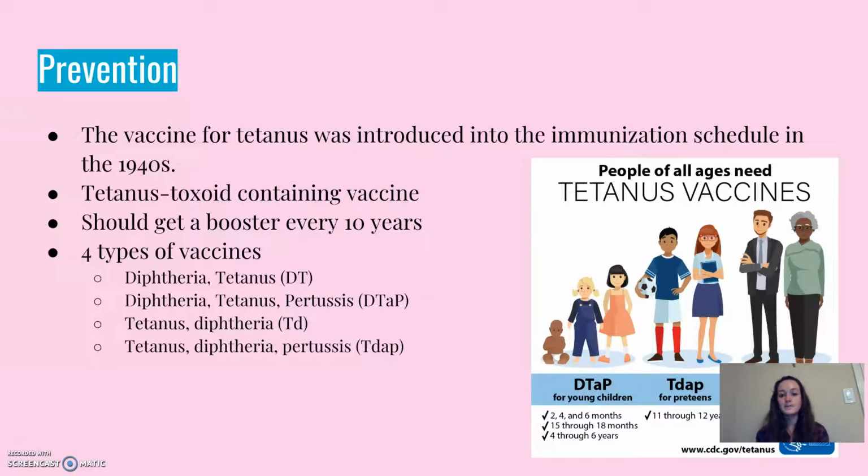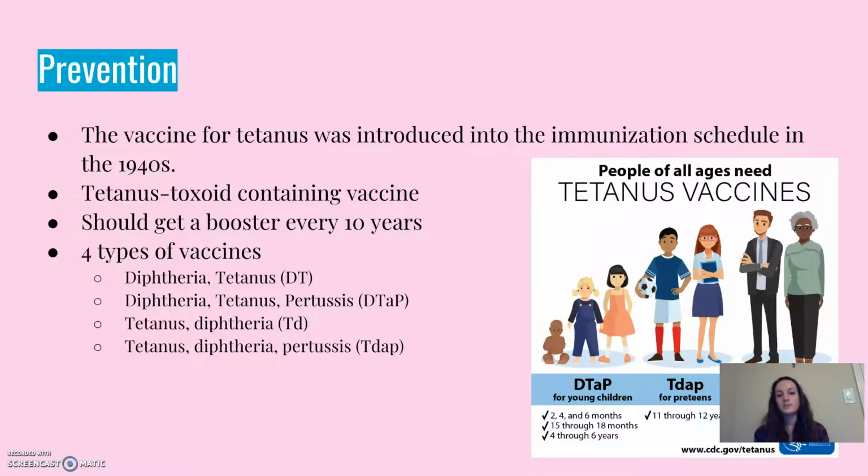The good news is that prevention is super easy for tetanus. All you need to do is get the vaccine and stay up to date on your booster shot. The vaccine for tetanus was introduced into the immunization schedule in the 1940s. It's a tetanus toxoid containing vaccine, so it has an inactivated form of the tetanus toxoid so that your body can prepare to fight it off if the real neurotoxin enters your body.